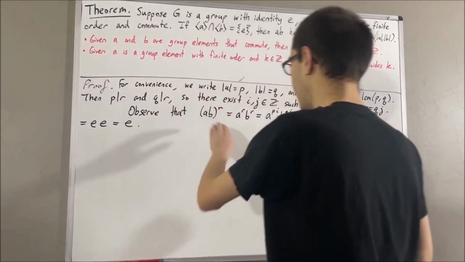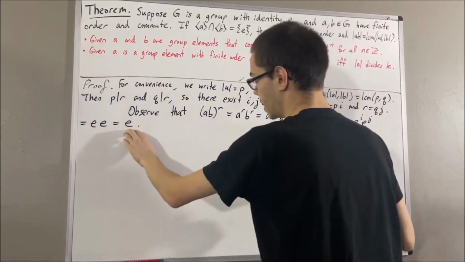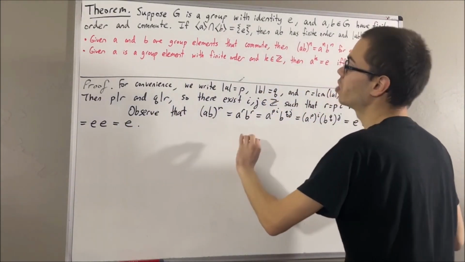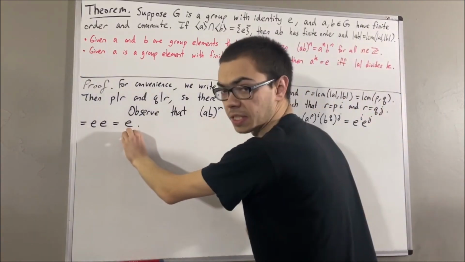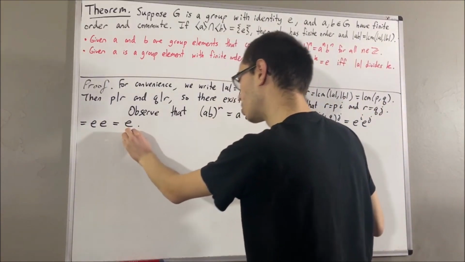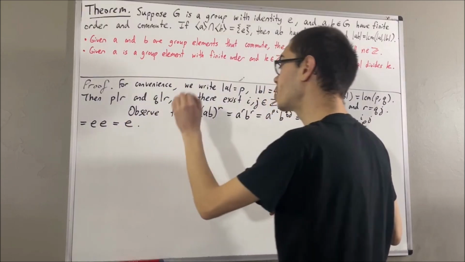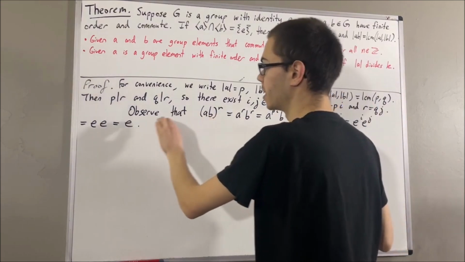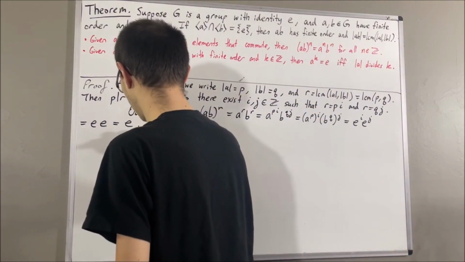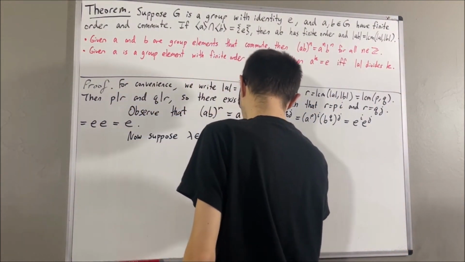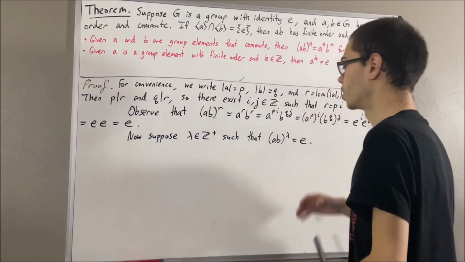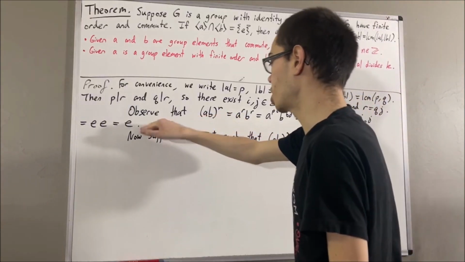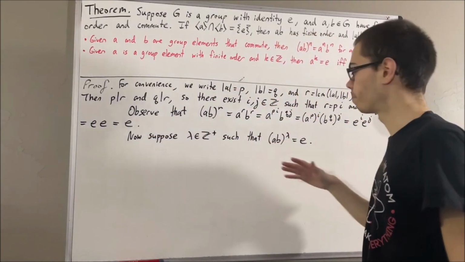So this shows that AB to the power of R is equal to the identity. But now we want to show that R is the smallest positive integer that does this. And to do that, let's suppose we are given an arbitrary positive integer, lambda, with the property that AB to the power of lambda is equal to the identity. To show that R is the smallest positive integer with this property, we want to show that R is less than or equal to lambda.